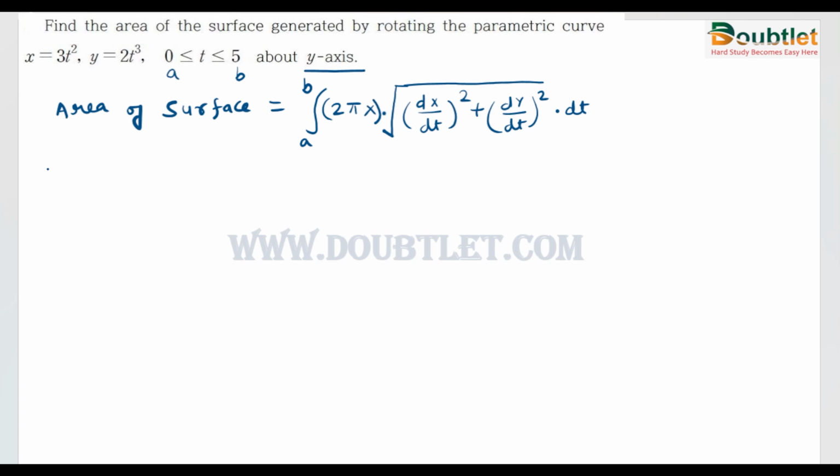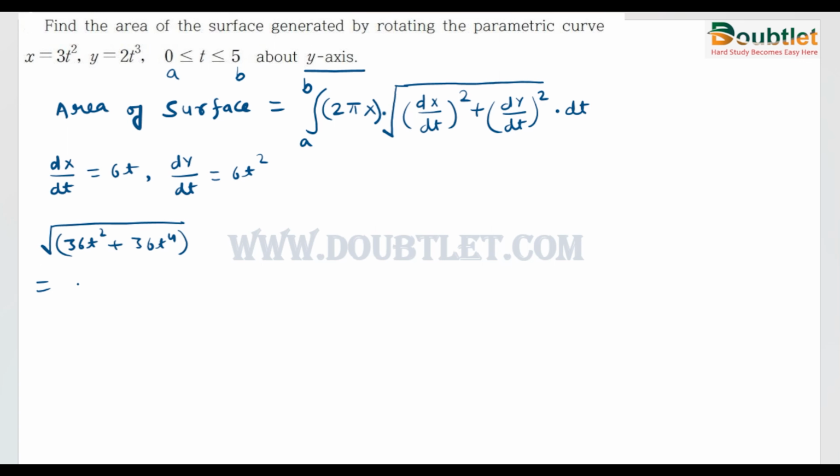Now x is given in the form of t, and we can find dx/dt by differentiating the function x with respect to t. So it will become 6t. Similarly, we can differentiate y with respect to t, so it will become 6t squared. If we square and add these terms, it will become 36t squared plus 36t to the power 4, and we have to take the square root of this. If we take 36t squared common, it will become 6t under root of 1 plus t squared.